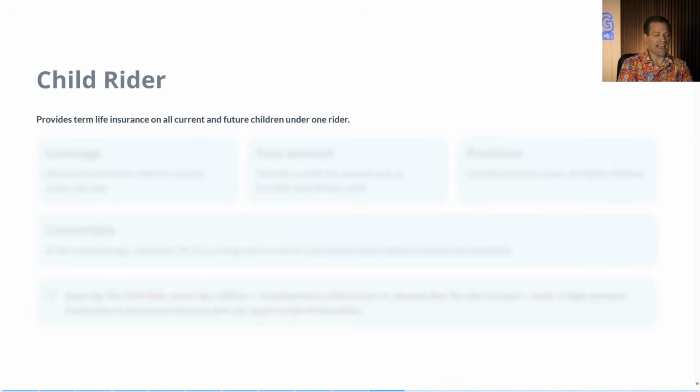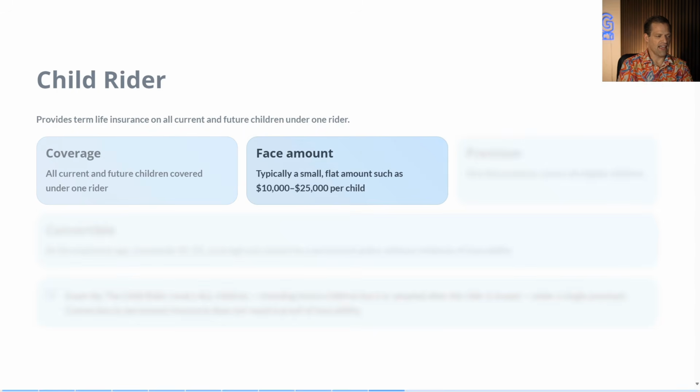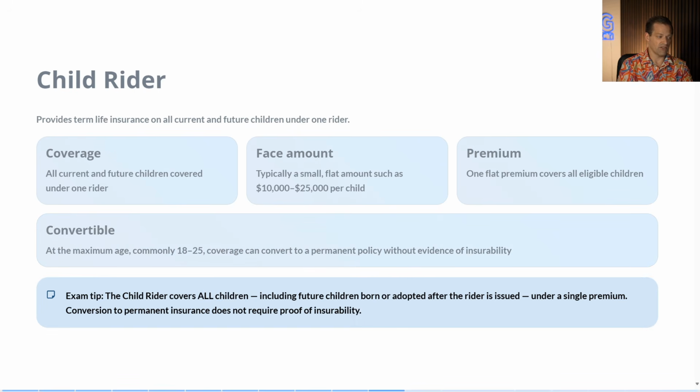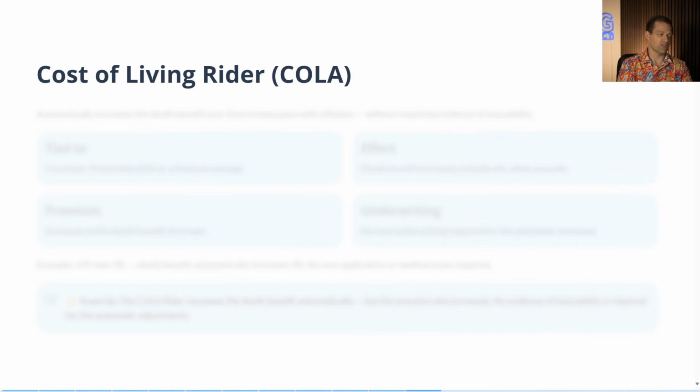Child riders, of course, add term insurance to all current and future children on one rider. The typical amount is small, $10,000 to $25,000, and a flat premium covers all children in most cases to the age of 18 or 25. And then there's the ability to convert it without evidence of insurability. So it covers all children. That's the idea, future and existing children.